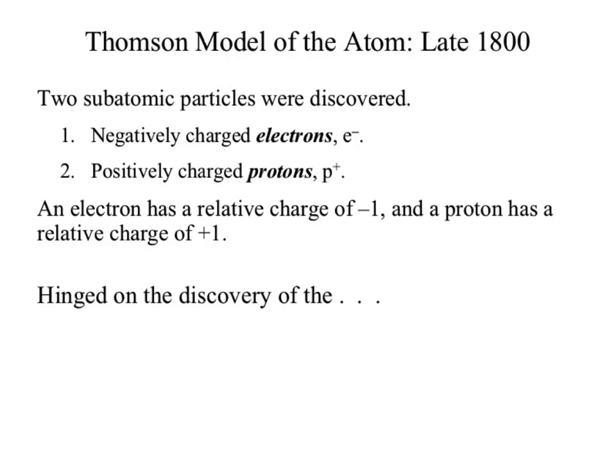So we know that if we have these negatively charged particles, there has to be something to balance it out, because there are species that exist that don't react. An electron has a relative charge of -1, and a proton has a relative charge of +1. These are relative. They're not exact. I just know they're opposites of each other. The thing that I find fascinating on this is what allowed this discovery to happen.